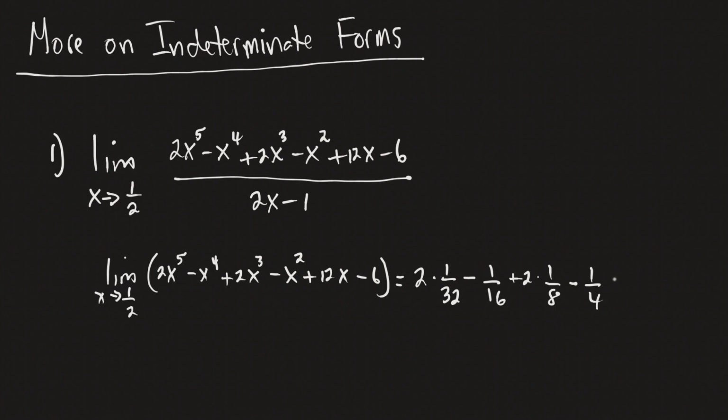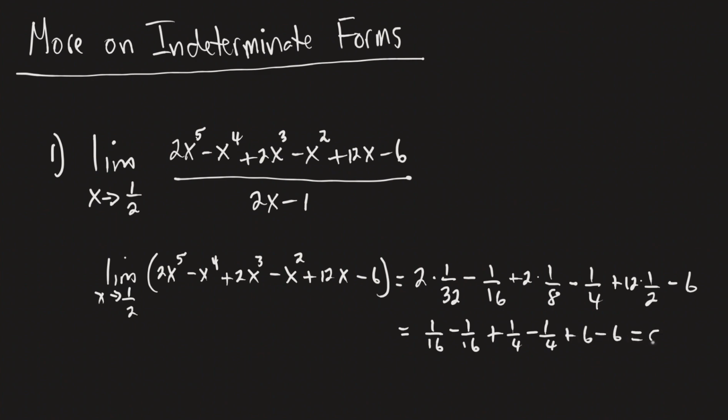plus 12 times 1/2, and then minus 6, right? So let's start by simplifying the fraction. So 2 times 1 over 32 is 1/16, and then I have a minus 1/16. 2 times 1/8 is 1/4, and then I have a minus 1/4. So wow, everything's kind of balancing out here. And then 12 times 1/2 is a positive 6, and then I have a minus 6.